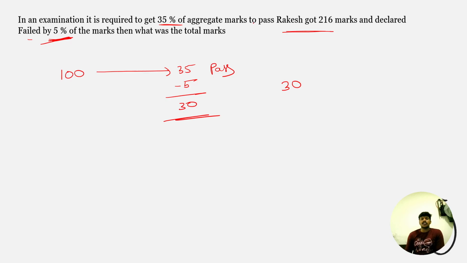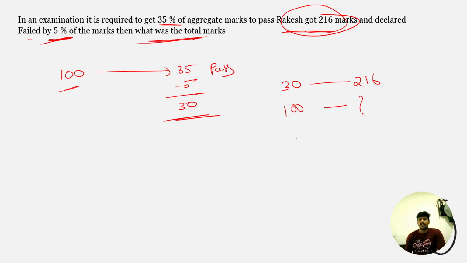But in the problem, he mentioned that he got how many marks? 216. So in my percentage assumption, I got only 30. But in the original problem, he got 216. So 30 is how much he got according to our 100 reference, but 216 is how much he got according to the original problem. So my problem 30, original problem 216. You need to find out what the total marks are. According to my problem 100 is total marks, then what is the corresponding value in the original problem? Just do the cross multiplication.